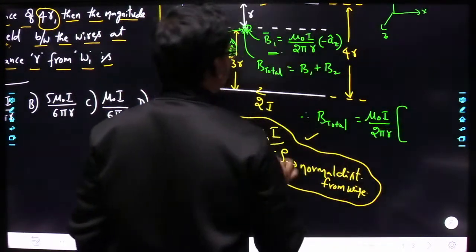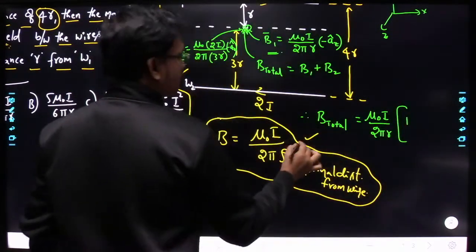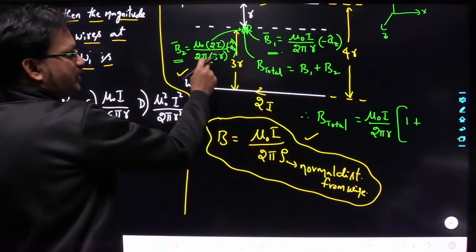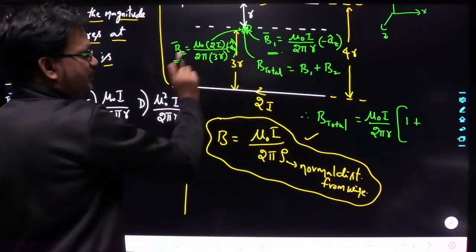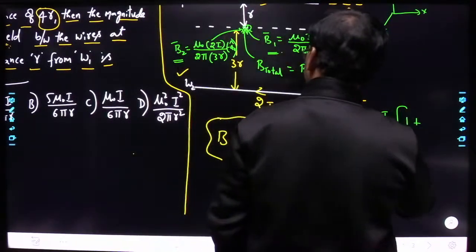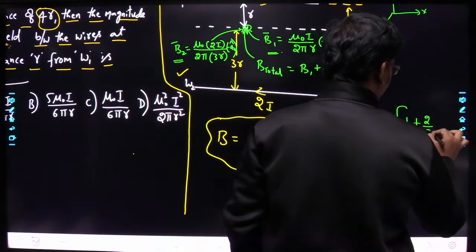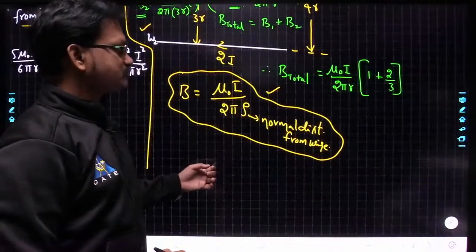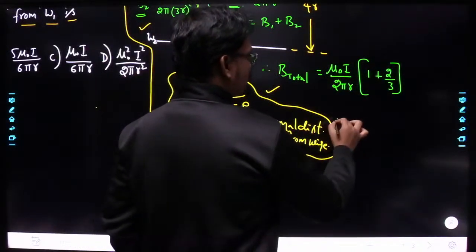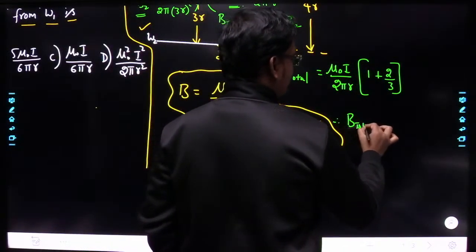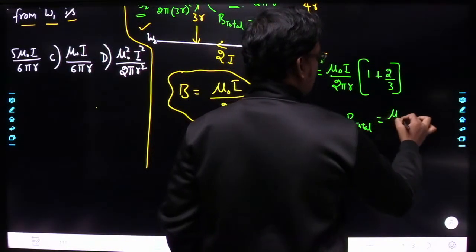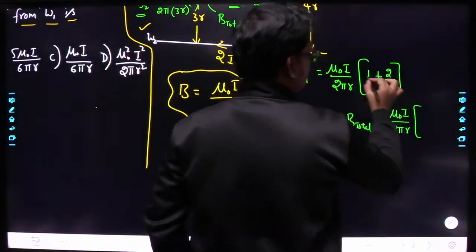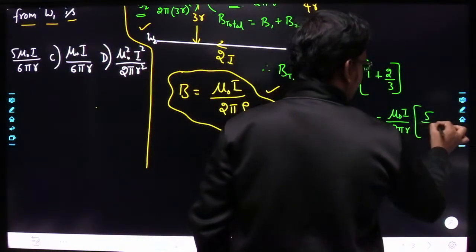Now what is left out here? Here you are having 1 plus 2 divided by 3. I have already taken I common, so here you are going to get 2 by 3. Therefore the total B field is equal to mu naught I by 2 pi R into, so 3 plus 2, that is 5 by 3. You are going to get 5 by 3 here.